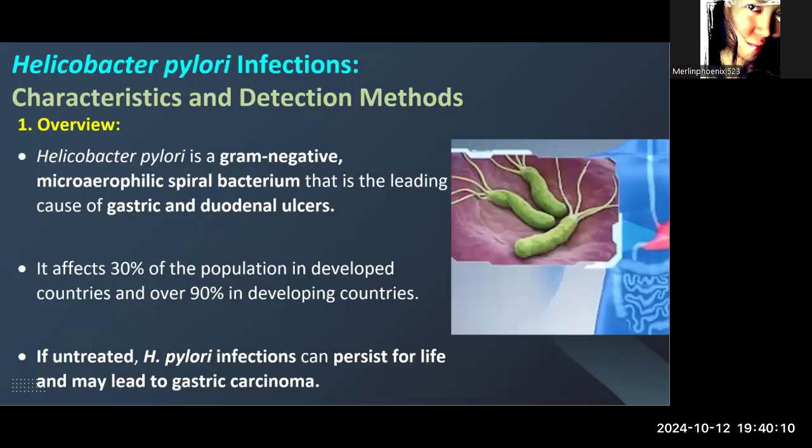So now, another bacterium: we have Helicobacter pylori infection, characteristics and detection methods. Overview: H. pylori, or Helicobacter pylori, is a gram-negative microaerophilic spiral bacterium that is the leading cause of gastric and duodenal ulcers. It affects 30% of individuals in developed countries and over 90% in developing countries. Untreated H. pylori infections can persist for life and may result in gastric carcinoma, or gastric cancer.